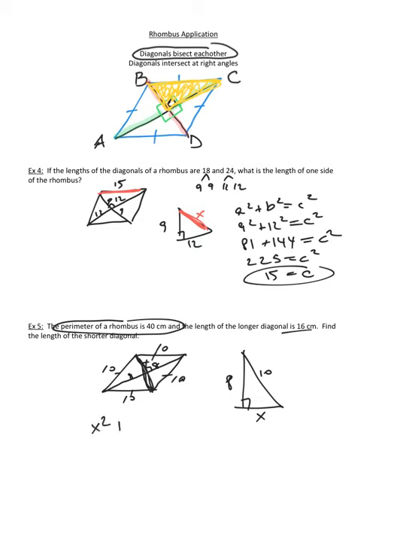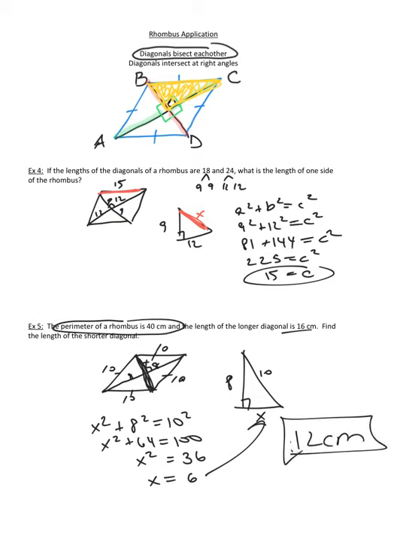So I'm going to use x squared plus 8 squared equals 10 squared. x squared plus 64 equals 100. Subtract 64, x squared equals 36. Take the square root, x equals 6. So my missing leg is 6, but the diagonal is double. The diagonal has 2 of these, so the diagonal would be 12 centimeters.